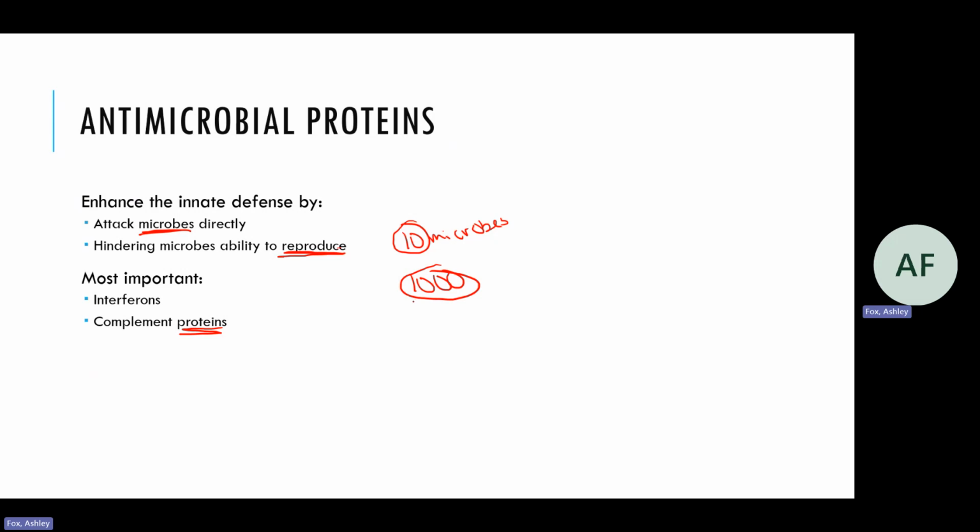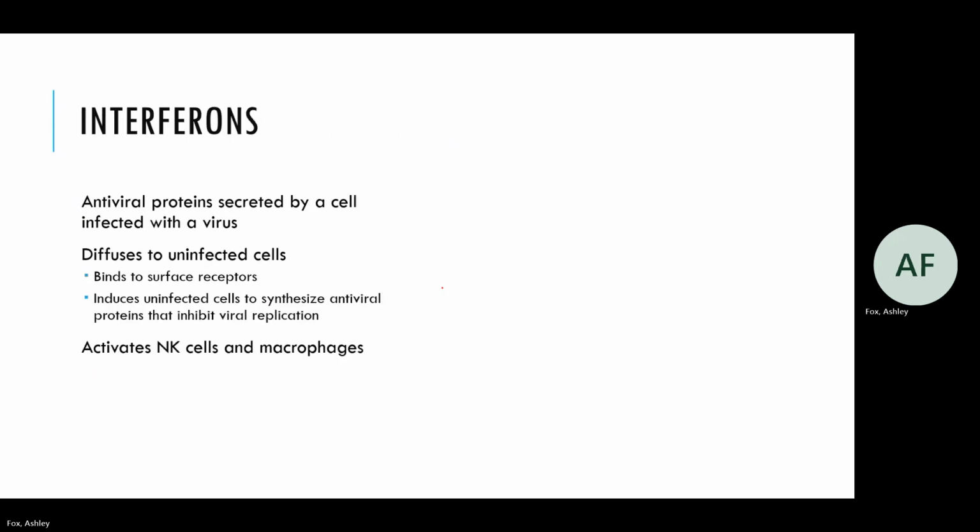It takes a little bit for all the white blood cells to come to the area for them to fight. So hindering or stopping their ability to reproduce gives the immune system time to mobilize and respond appropriately. And this is a much more manageable number of 10 versus 1,000. So interferons are going to be dealing with viruses. So they are antiviral proteins, meaning they're against viruses.